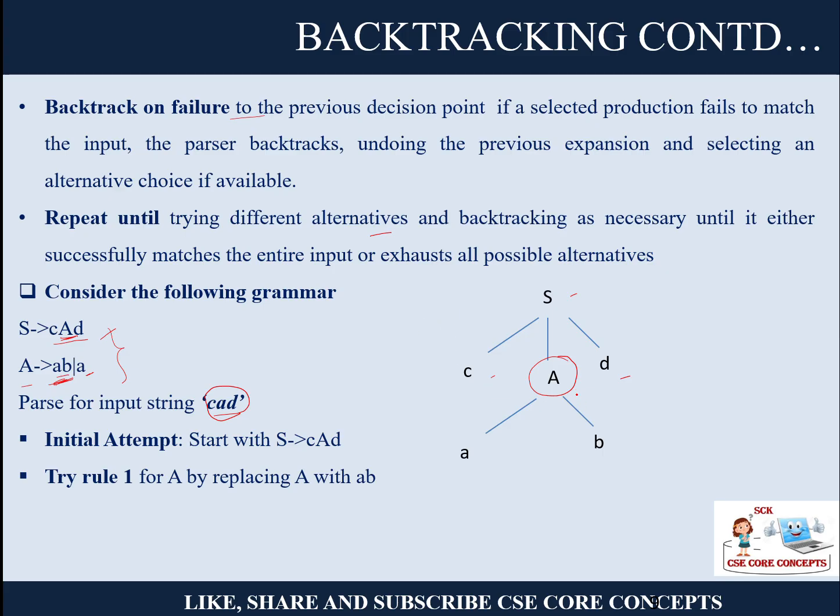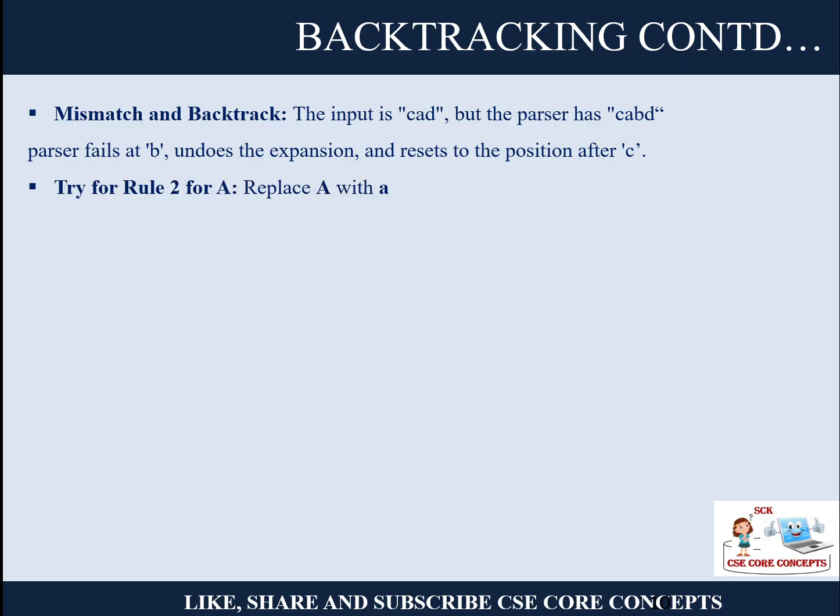If you replace A with AB, the string which you are getting is CABD. Is it matching with your input string which has been given to you? Of course not. So that means the decision of applying A to AB has not worked here. In this case we can go back, which is possible in this backtracking method. You go back to A and undo this, saying that I don't want to expand this, and now I will try with the next rule.